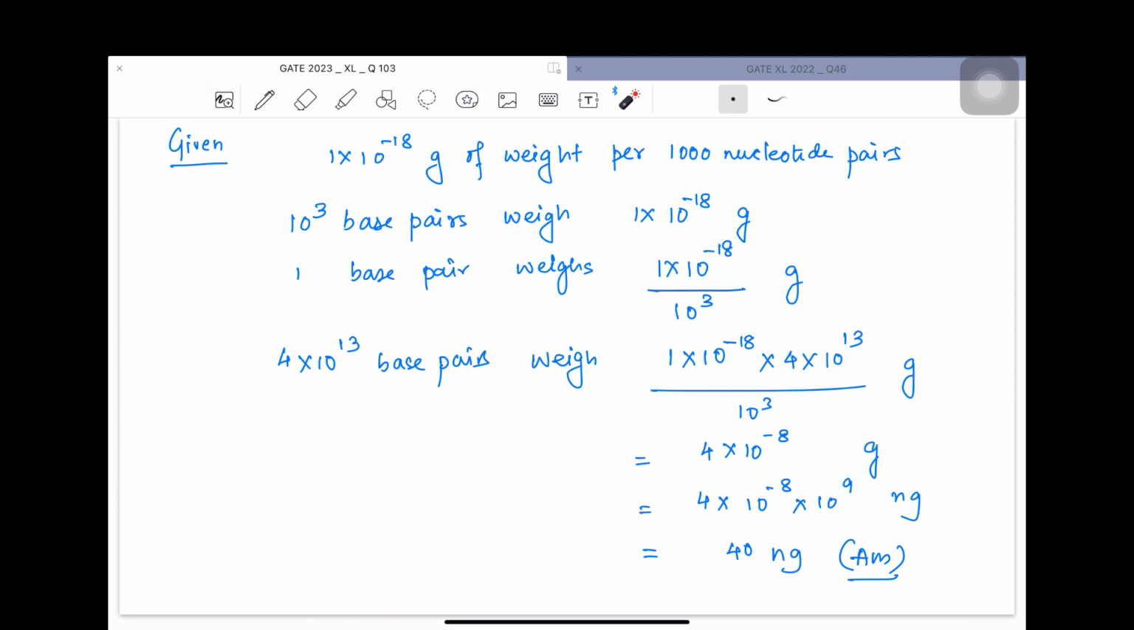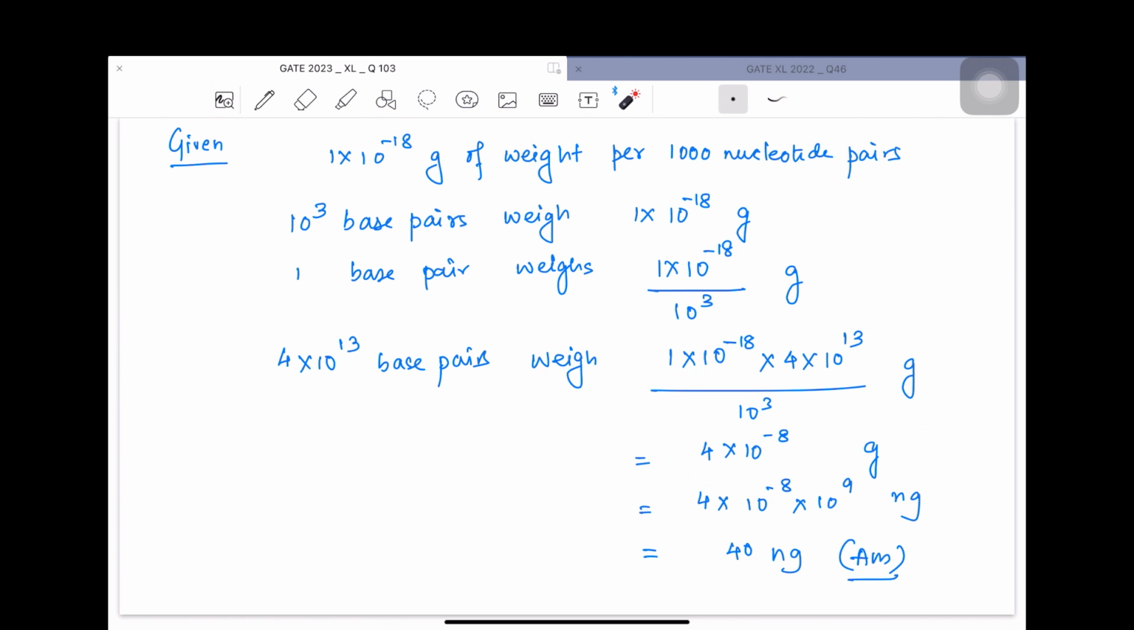Now, the question is asking the weight of the DNA molecule not in grams but in nanograms. So we have to be very careful of the unit while answering these questions. Otherwise, we will get a wrong answer, because we do not put the unit along with the answer. We will just put the numerical value, so the unit has to be accurate in the unit in which we calculate.